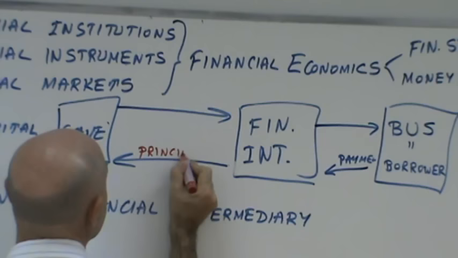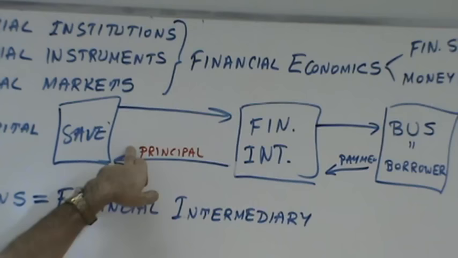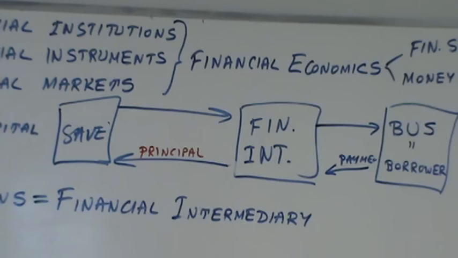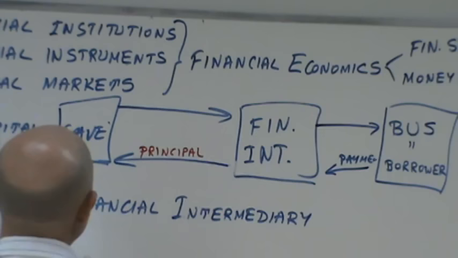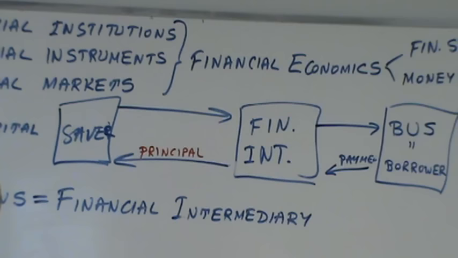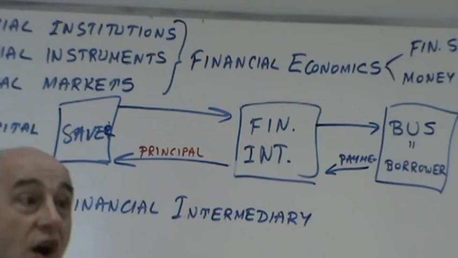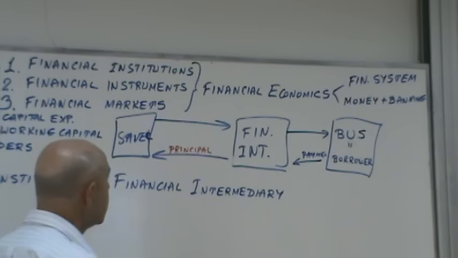Principal. Principal is the original amount of money that you give the bank. So if you deposit in the bank $1,000, $1,000 is the principal. So the bank will pay you back the principal of $1,000. And on top of that, as an extra, as a compensation for the time and for the risk, they'll pay you interest.